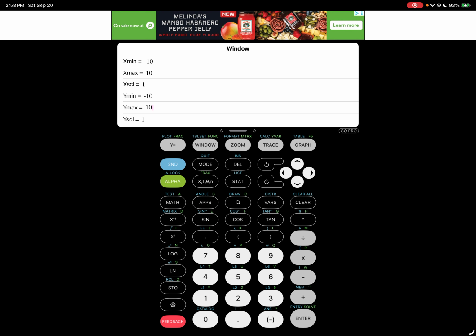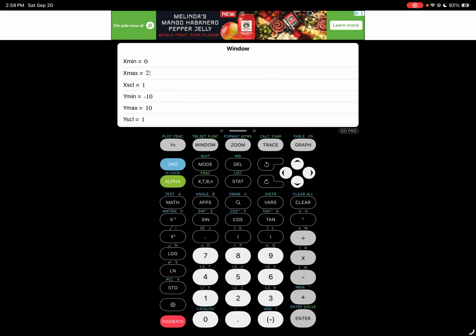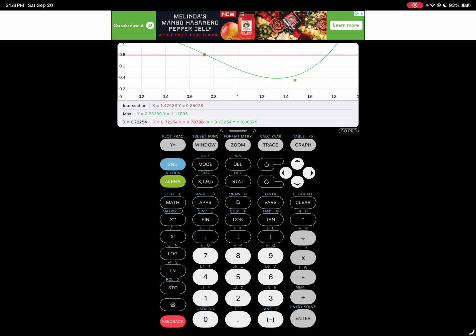I'm also going to change my window from 0 to 2 because that's what my bounds are. I might change my ymin and ymax if I can't see it in terms of what my graph is. Okay, yeah, I'm definitely going to have to change that. I'll change it from 0 to 1. Looks like nothing's negative. So 0 to 1. Okay, there we go.